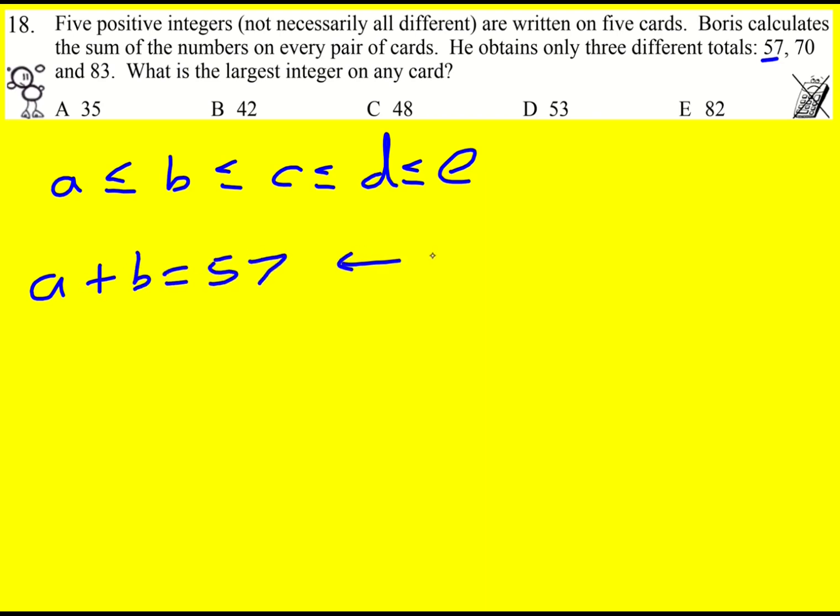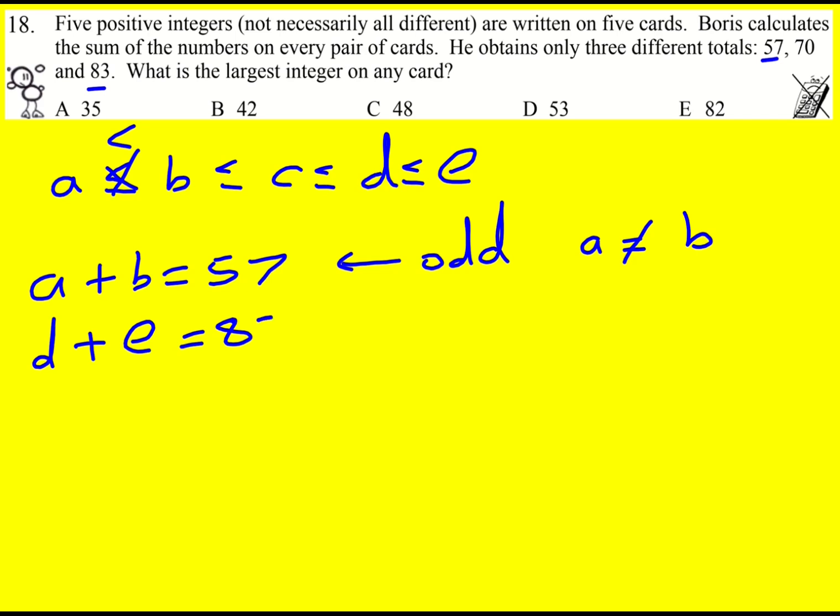But because this is odd, it can't be that A is equal to B, so it must be that A is not equal to B, because if they were the same, we'd get a multiple of 2 necessarily. So I can basically change this to a less than. Similarly, if we look at the largest total that we've obtained, that must come from D plus E. This is also odd, so D cannot be equal to E.